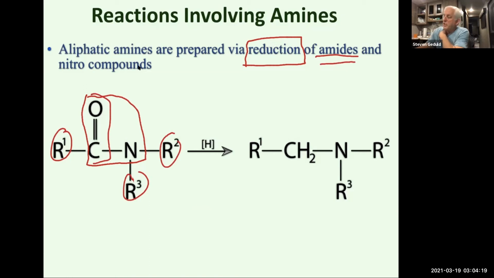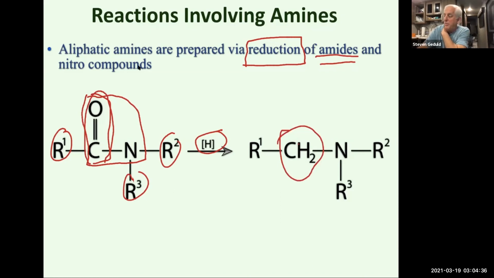Reduction is adding hydrogen; oxidation was adding oxygen. So we're going to add hydrogen across this double bond, get rid of the oxygen, and this carbonyl group is going to become CH2. We're going to lose the oxygen and get hydrogen on both sides of the carbon. That's the reduction of an amide to form an amine. That's how amines are formed. So this is an amide because it has a carbonyl group, and this is an amine because it's just 3 groups attached to nitrogen.